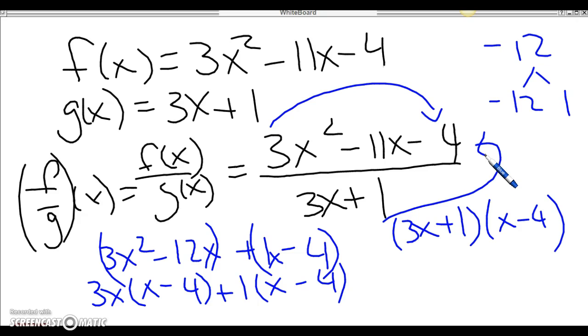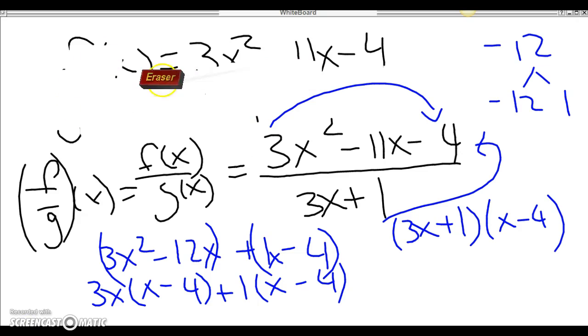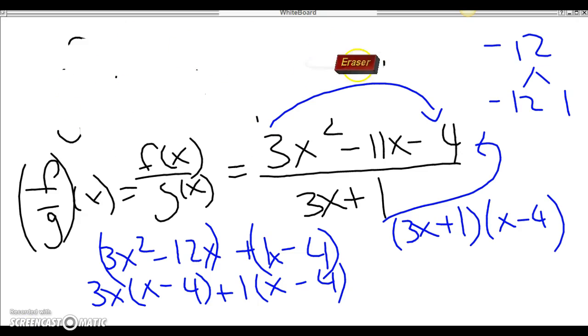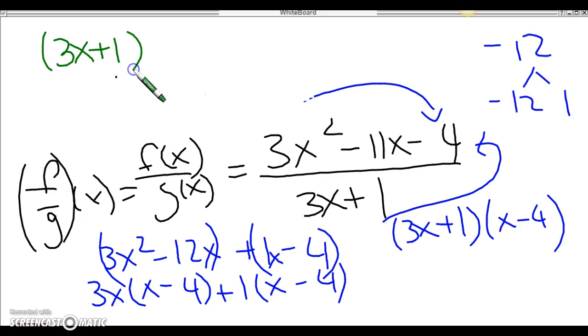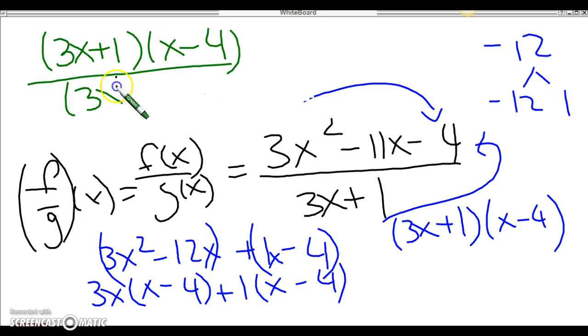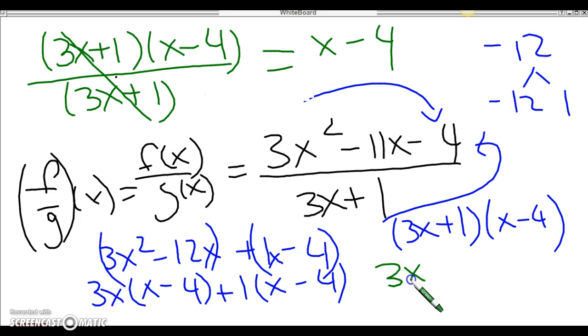Well, that means my 3x plus 1 is going to cancel out. So I'm going to have to erase some of this. And I get 3x plus 1 times x minus 4 over 3x plus 1. That is crossed out. I'm left with x minus 4. I still have to use this as my denominator, so I'm going to set that equal to 0 down here real quick.